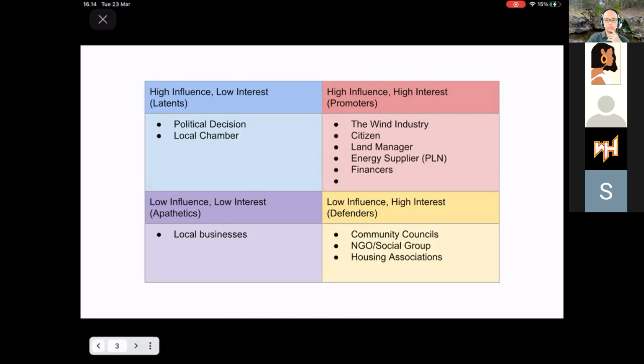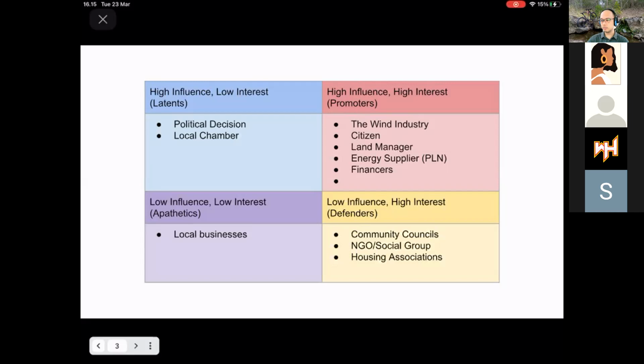Obviously the first one we have is the wind industry. Why we put them in high influence is because they are very specialized in the field, and we also put them in high interest because they have the potential to gain profit from this project. So I'm taking into account their economic perspective also, which is why we are putting them in promoters.